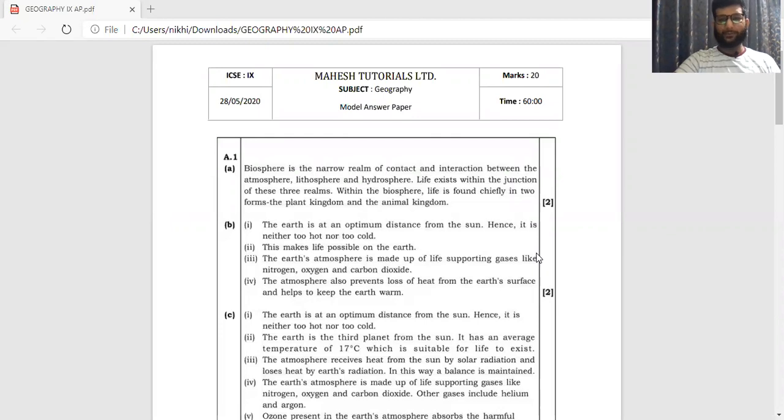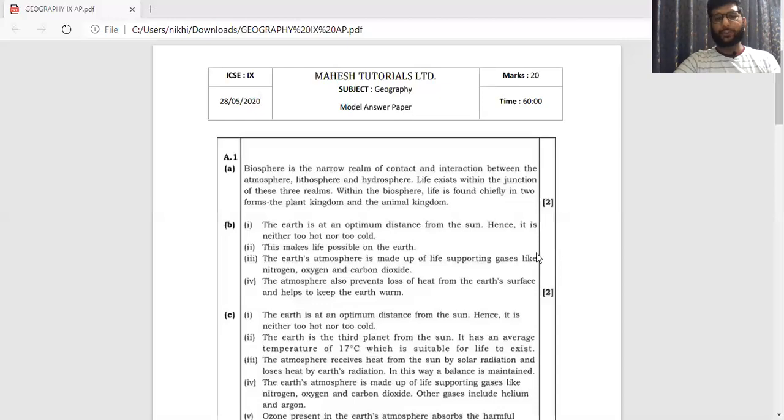So, children, as you can see, this was the chapter which we had covered, that was Earth as a planet, geographical grid, that is latitudes and longitudes, and rotation and revolution as well, right? So, depending upon those chapters, you have been tested upon, and this is the answer to it. So, children, we'll have a small discussion over it, right?